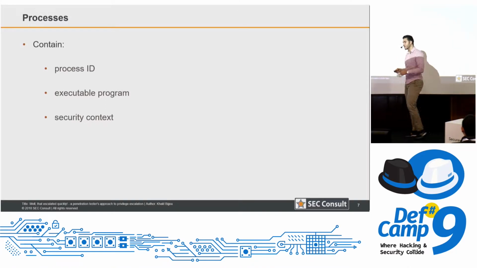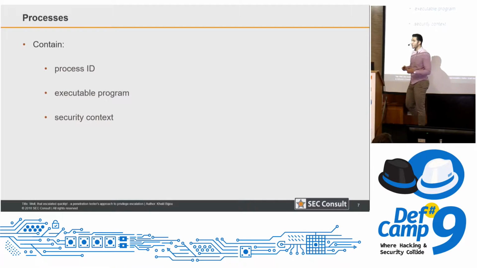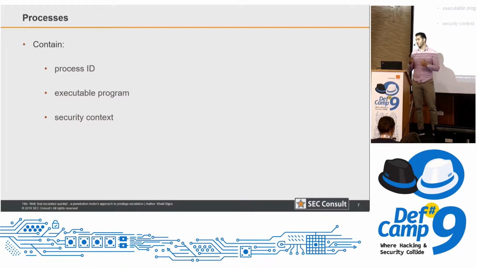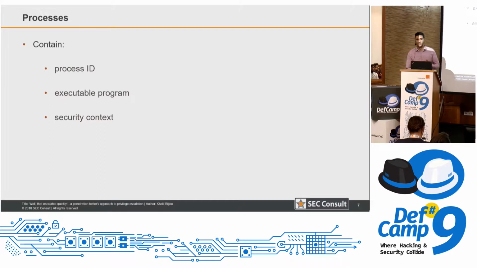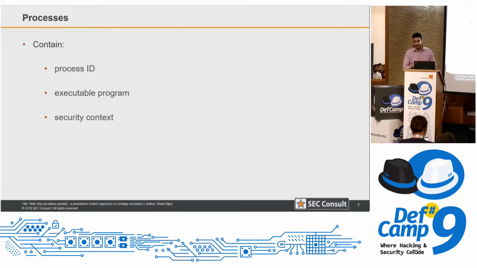Another important aspect of Windows systems are processes. A process, in simple terms, consists of a process ID, an executable program, and a security context. A security context is mainly security tokens, also called access tokens, and it contains information about the user, the security group, and the privileges of the process.